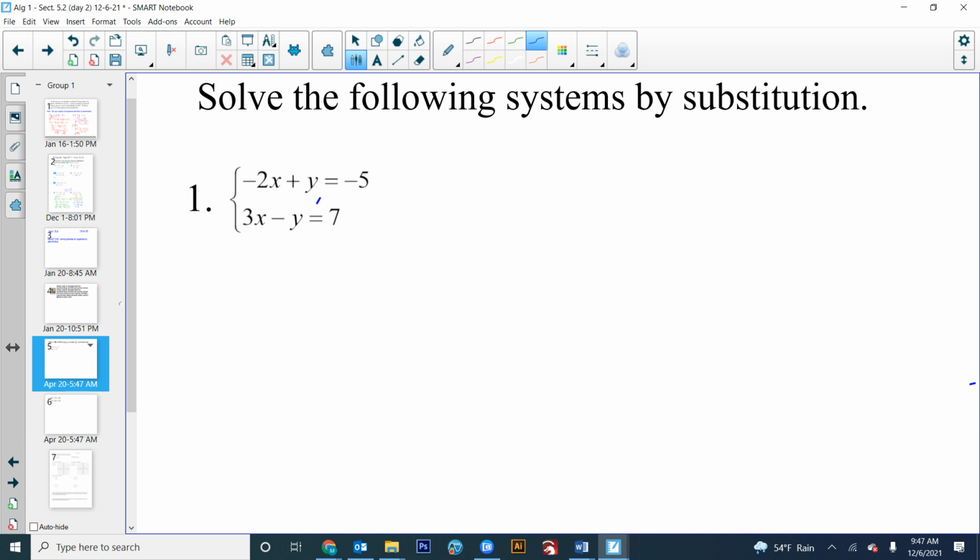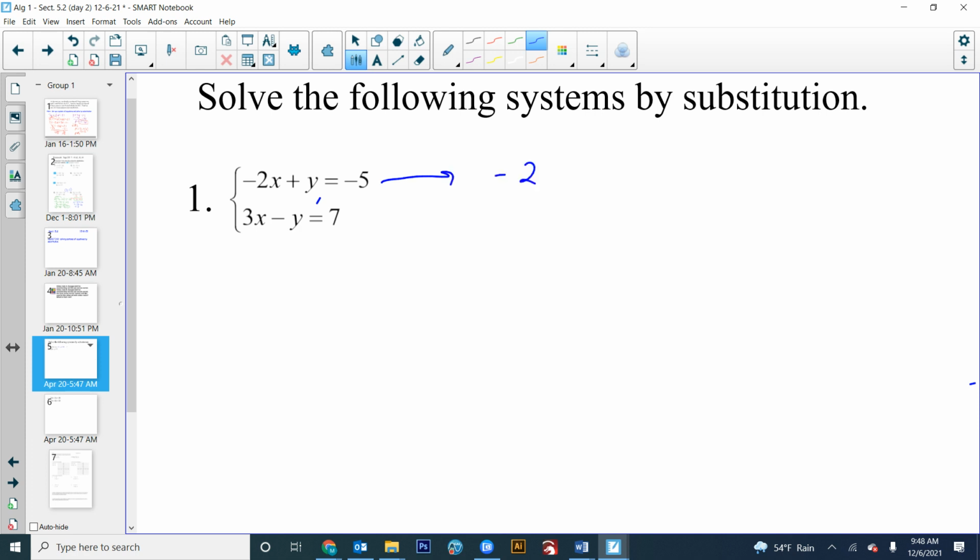In the bottom equation, x has a 3 with it, which is kind of messy. The y is negative, so I'd have to do a couple of steps to get y by itself. So do we agree the top equation is the one we should work with? And which variable are we solving for? Anyone? Y. Good. So we're going to take this equation.